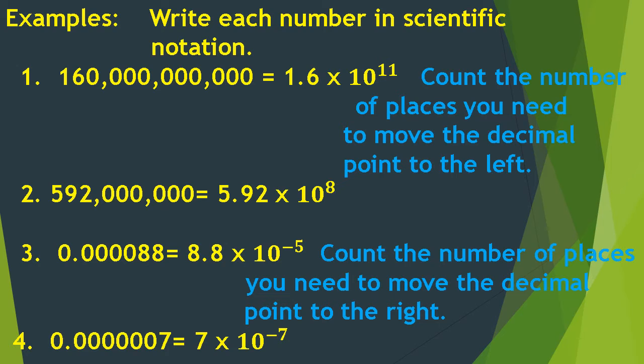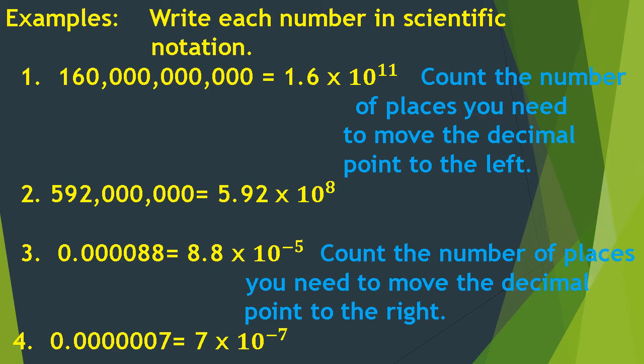So if we are going to count, it starts from the right. So 1, 2, 3, 4, 5, 6, 7, 8, 9, 10, 11. So the decimal point is between 1 and 6. So it is 11 places to the left. So it becomes 160 billion. It becomes 1.6 times 10 to the 11th power.